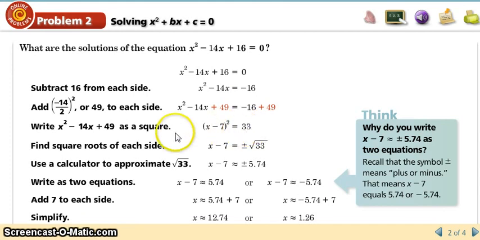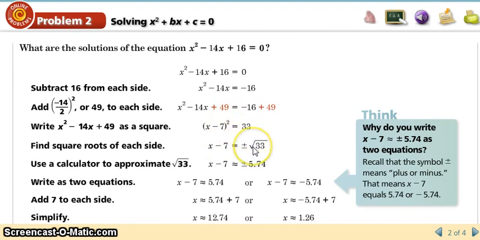Now we've talked about this next step before, in previous lessons. The opposite of squaring something is taking the square root. So if I'm going to take the square root of something squared, you're just undoing the operation, so I'm just left with x minus 7. The opposite of squaring is taking the square root, so that's just going to leave you with your x minus 7 because you're doing the inverse operation.